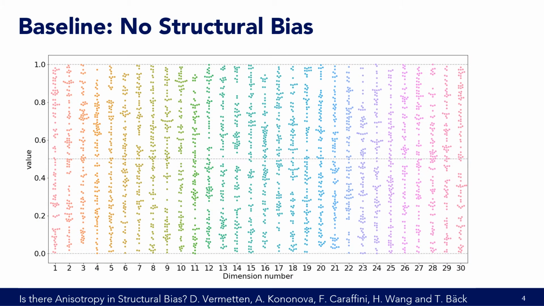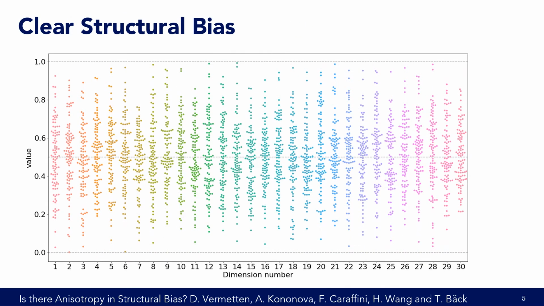So if we would have an algorithm that is not structurally biased, its solutions would look something like this. So they would be uniformly distributed in each of the dimensions that we consider. And an algorithm that would be structurally biased would be something like this, for example, where we have a clear bias going on towards the center of the search space and away from the boundaries. And this works well visually. We can easily see this is biased, this is not uniform.